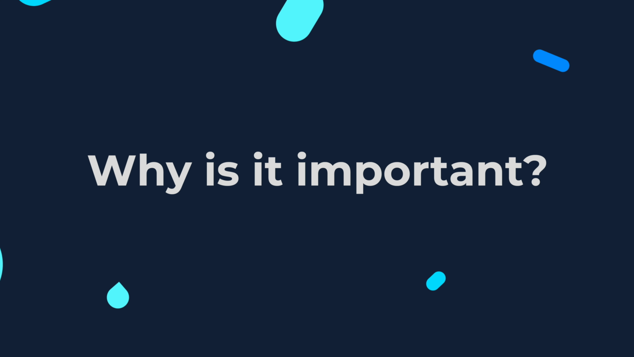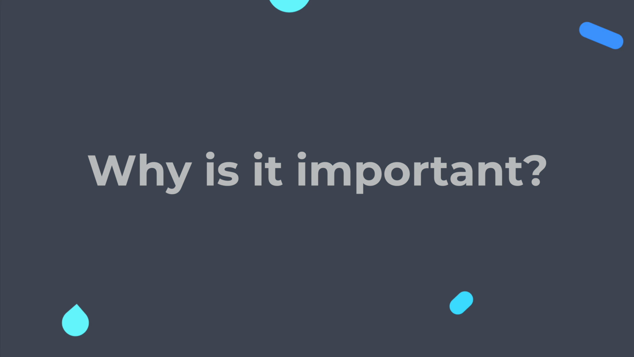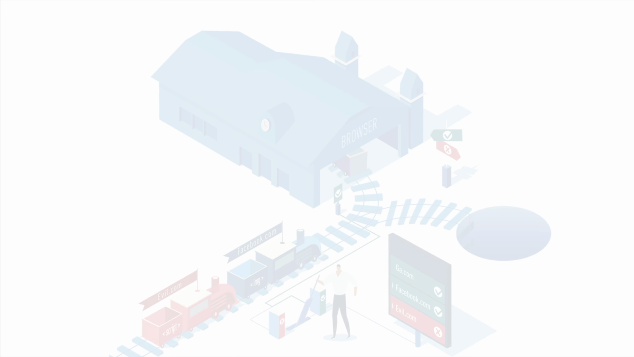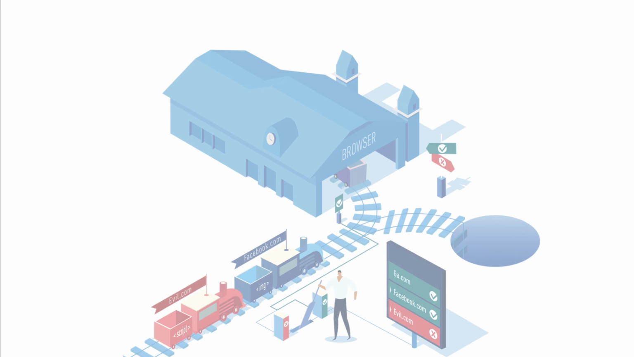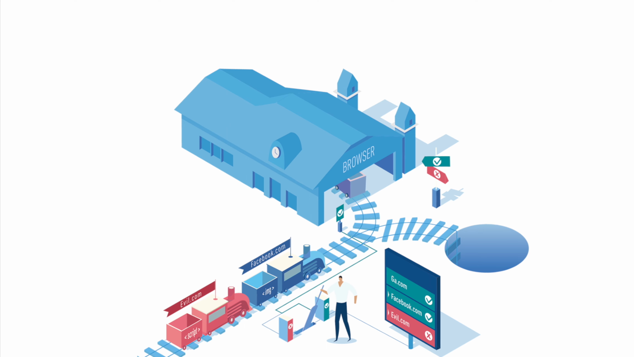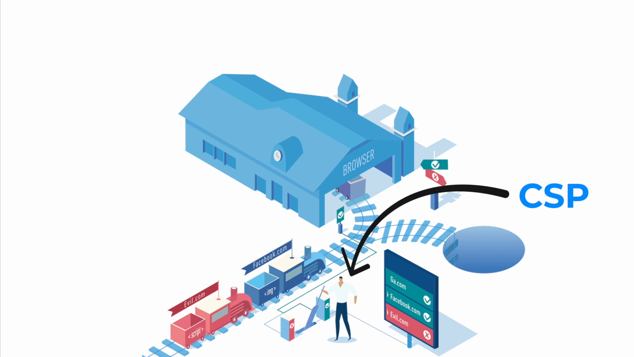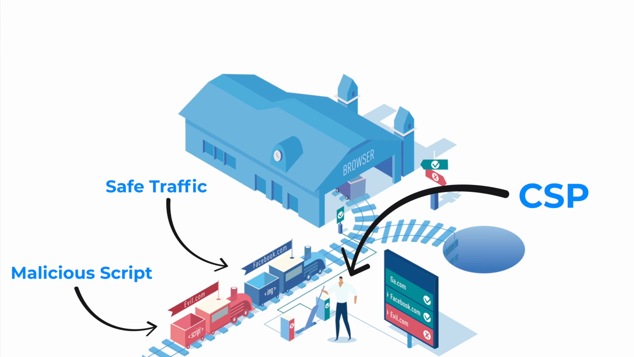Why it's important? A primary goal of CSP is to mitigate and report XSS attacks that exploit the browser's trust in the content received from the server. Malicious scripts are executed from the victim browser because the browser trusts the source of the content, even when it's not coming from where it seems to be coming from.